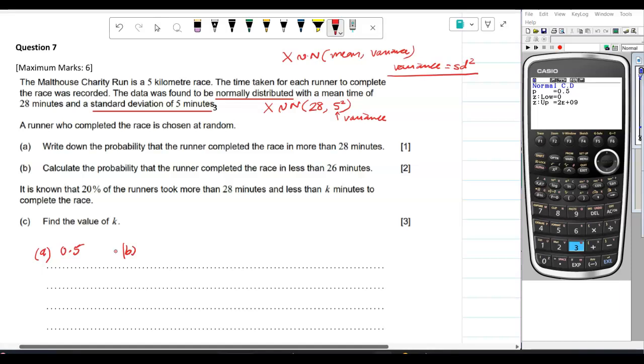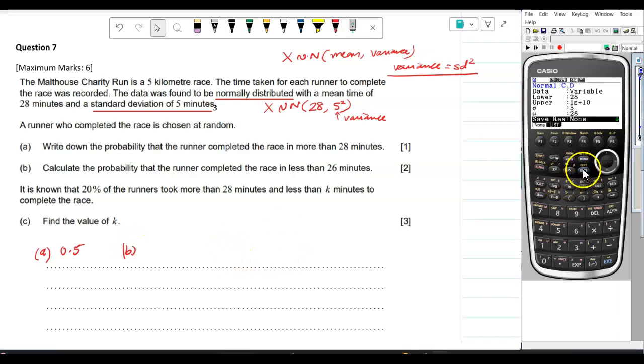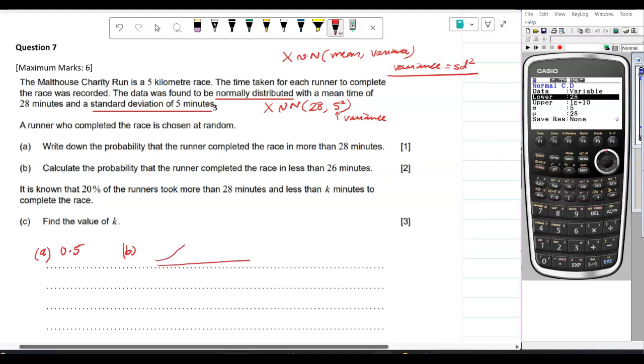Part B. The probability that the runner will complete the race in less than 26 minutes. See, you have your normal distribution like this, a bell-shaped curve. The mean is 28, and we want less than 26. You have to find it out.